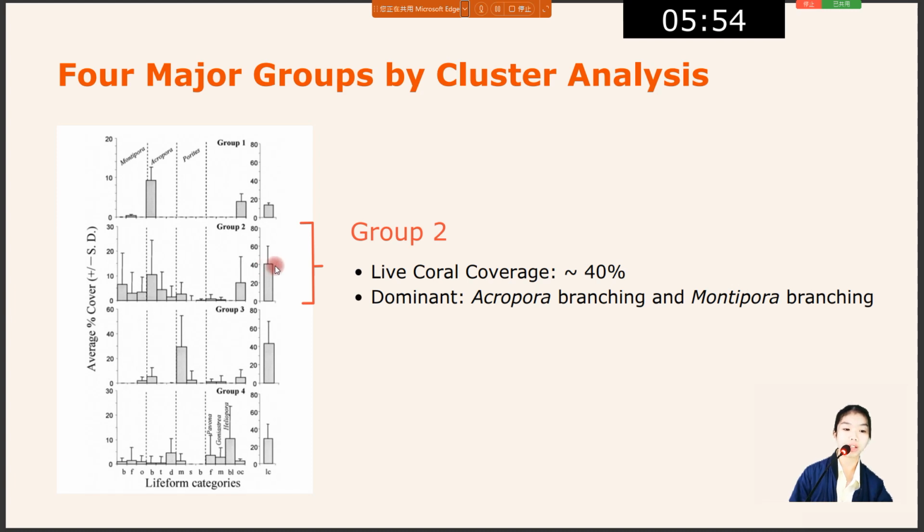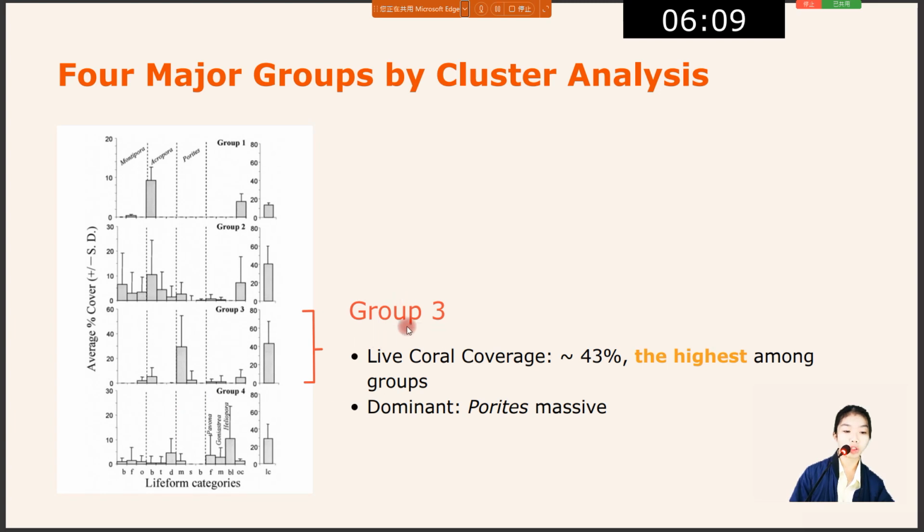Then how do you see the dominant? Actually, you can see here, the dominant, the highest number, is Acropora. If you look down, it's Acropora branching and Montipora branching. Then group 3, you can see the live coral coverage is 43%, which is the highest among the groups, and the dominant is Porites massive.